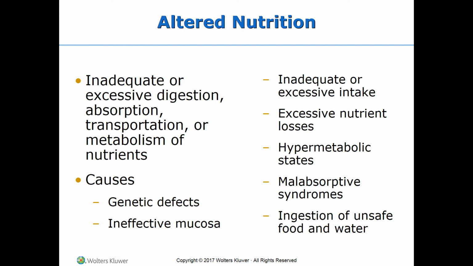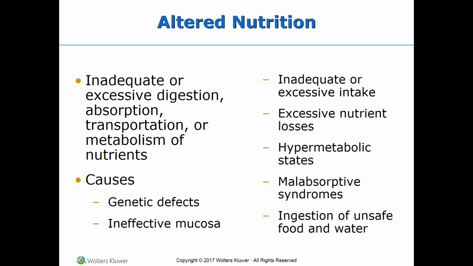Some of the causes of altered nutrition will be genetics that impact the metabolism or absorption of the nutrients, damage to the gastrointestinal mucosa, or a problem of inadequate or excessive intake of food or of specific nutrients. It can also be excessive losses of nutrients through vomiting, diarrhea, the use of laxatives, or someone can have a hypermetabolic state. For instance, someone having hyperthyroidism, having cancer, a severe infection, fever, or the person might have malabsorptive syndromes because the person doesn't have the specific enzymes.